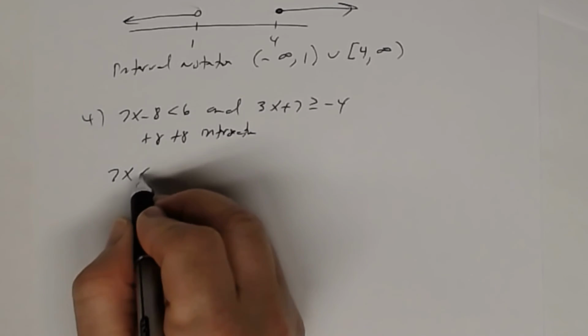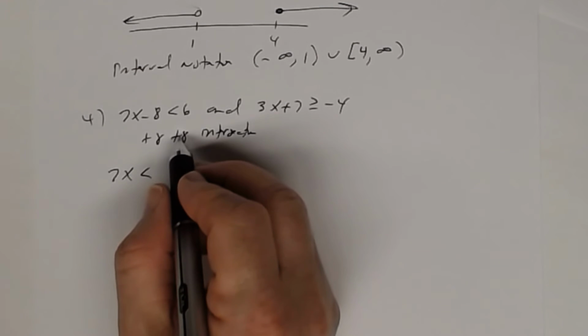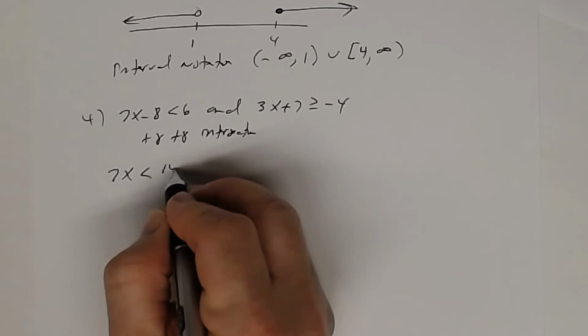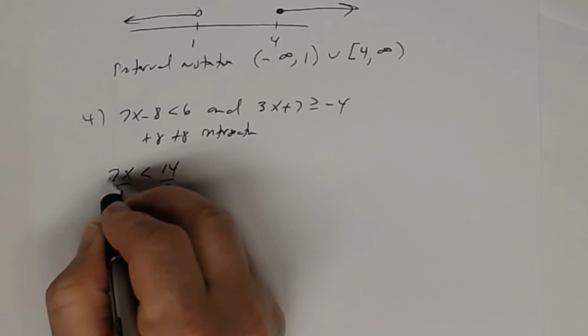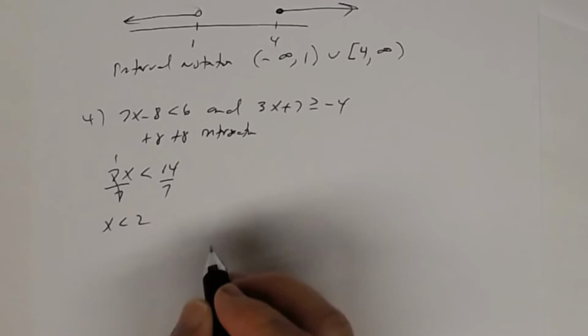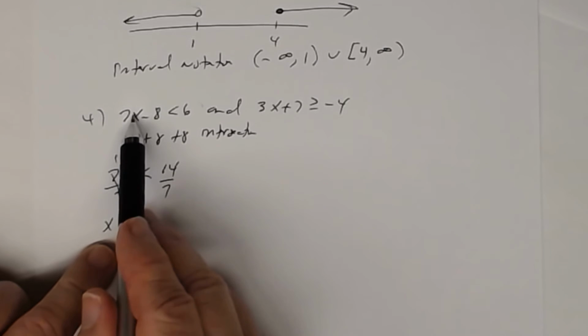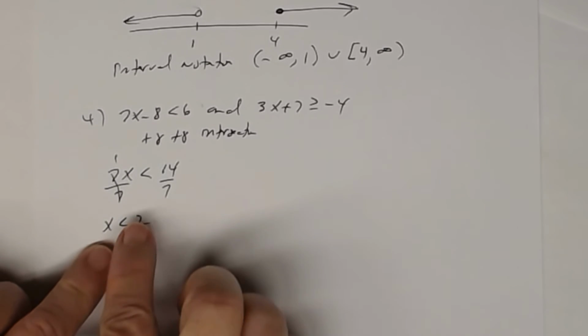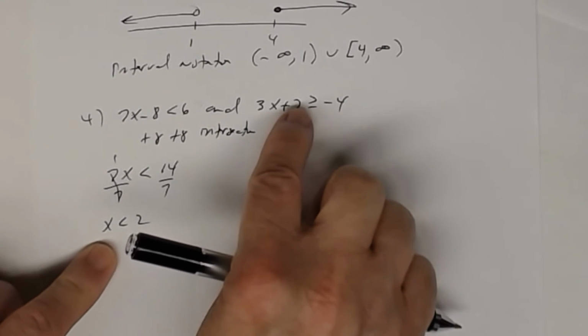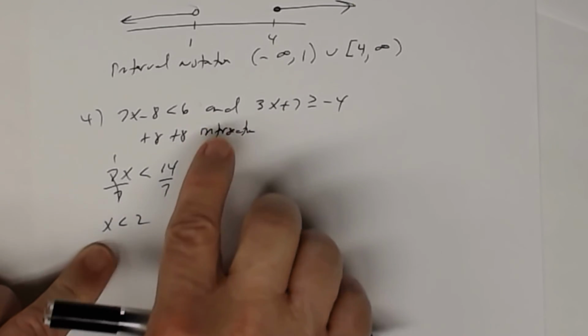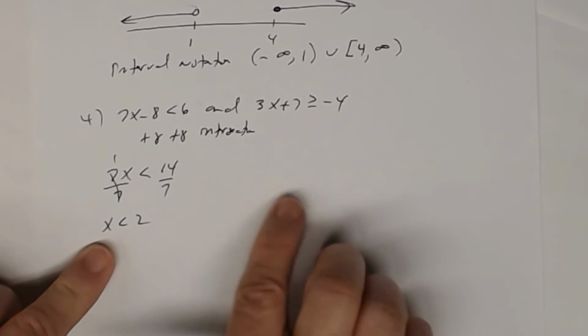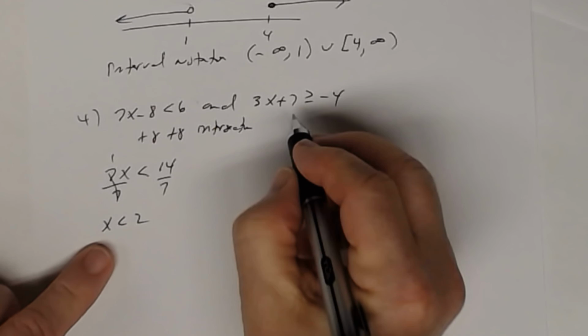So I get 7x is less than, and then 8 plus 6 is 14. Divide both sides by 7. I get x is less than 2. So x is less than 2 is a solution to this inequality. Now remember, that's an AND statement, so I cannot say that that's also a solution to this because of the word AND. I've got to look at this and then compare the 2 because I need the intersection.